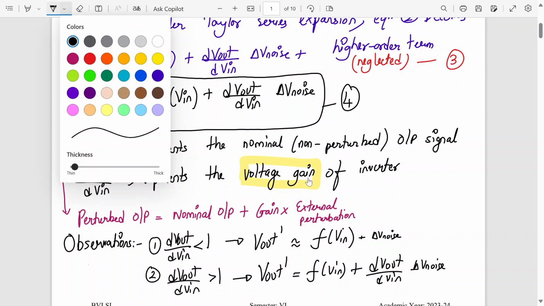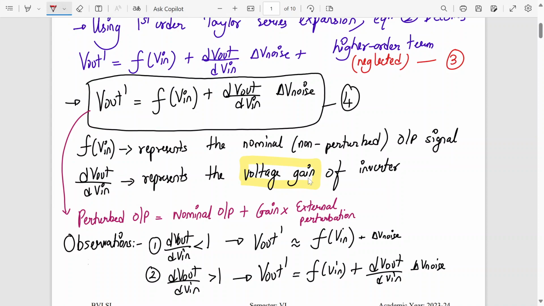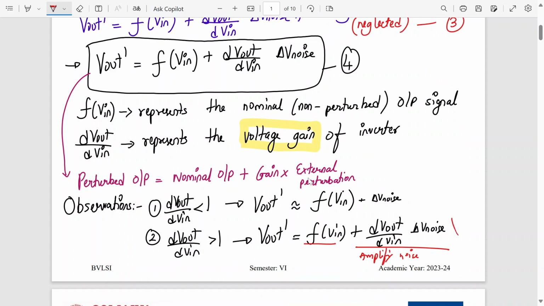So the factor of noise will affect the output very much. Yes or no? So it will amplify the noise. So this will amplify. This will act as an amplifier now. Gain greater than 1, right? It amplifies the noise signals. This is not at all recommended.